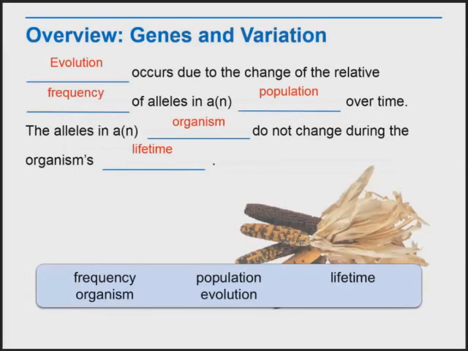So let's review. Evolution occurs due to the change of the relative frequency of alleles in a population over time. The alleles in an organism do not change during the organism's life.